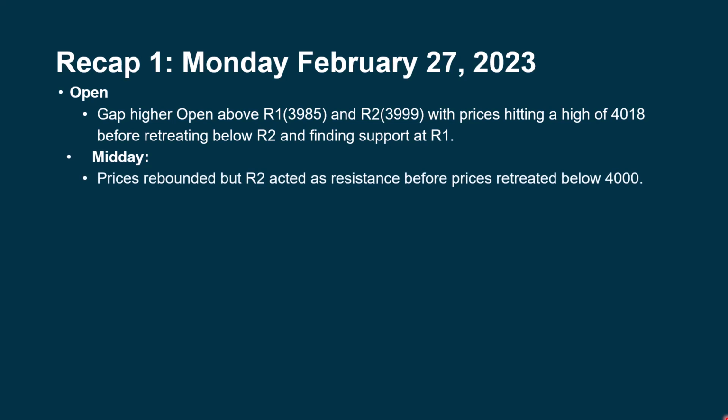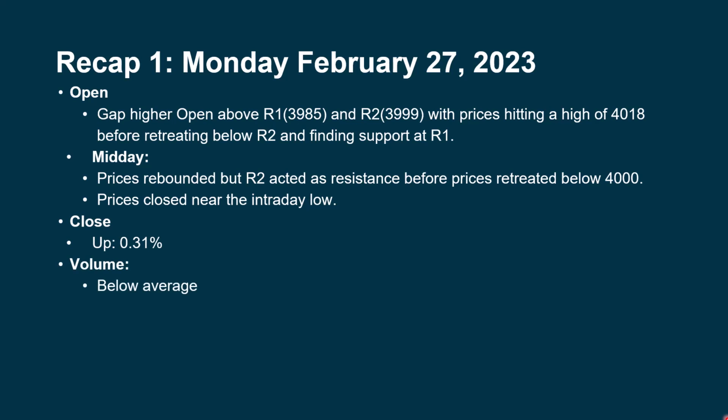As the day went on, we rebounded with prices, but R2 then acted as resistance before prices then fell back down below 4,000. We ended up closing near the intraday low. So even though it was an up day, it wasn't all that positive as far as price action. And when we get in and look at the chart, I'll show you that. We were up 0.31%. Volume is still below average. Even on up or down days, we're seeing a real tapering off of volume.